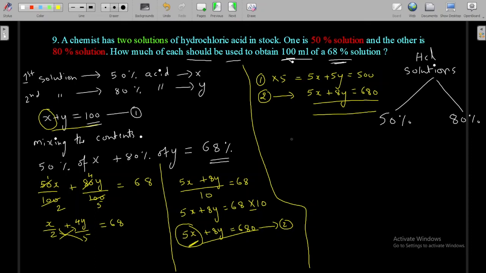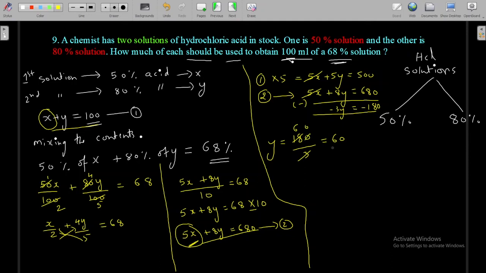So now I have to solve this equation. 5x, 5x. If I subtract, they both get cancelled. So I will be getting minus 3y is equal to minus 180, or y is equal to 180 by 3, which is equal to 60. That is, 3 1s are 3, 3 6s are 18. That is y is equal to 60.